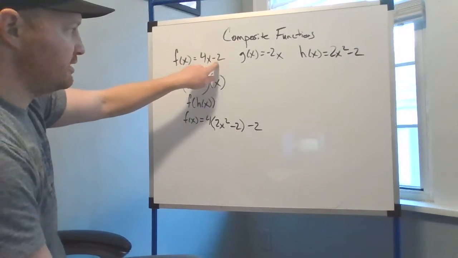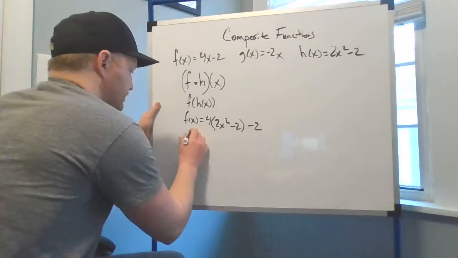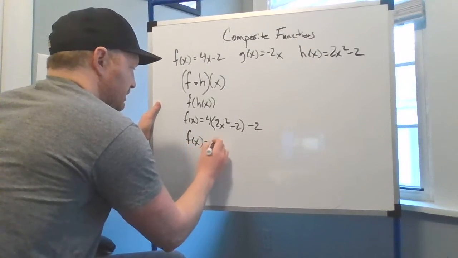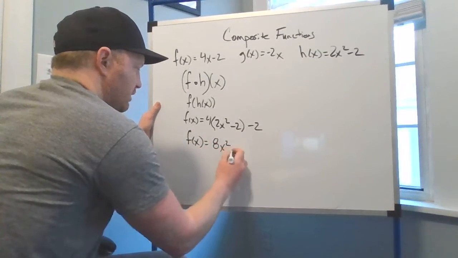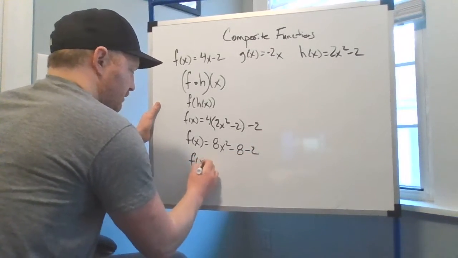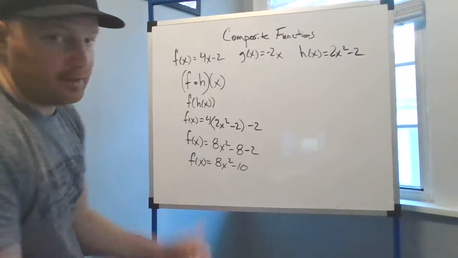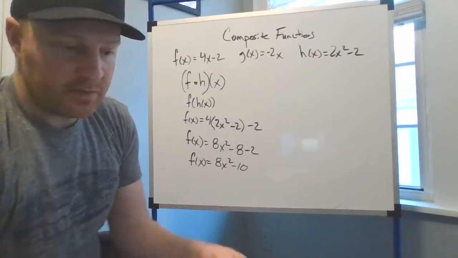Because I still have to represent this minus 2 as part of this equation, because that's in that expression. So now this is f of x equals 8x squared minus 8 minus 2. And your final answer is 8x squared minus 10. And we are done. So that takes me to that.